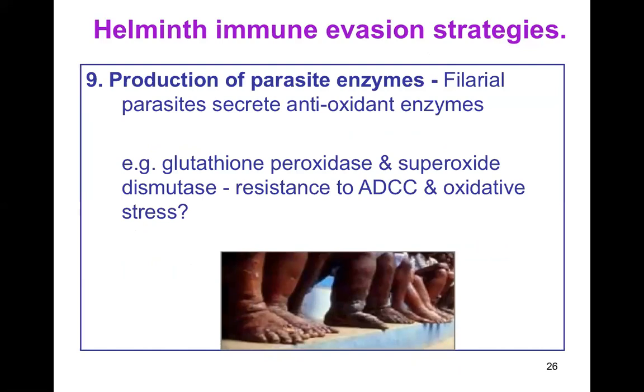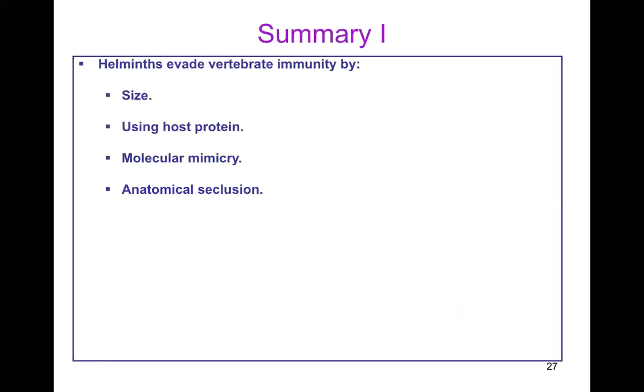And you know of this, the filarial parasites, which can secrete antioxidant enzymes. And this is quite difficult, therefore, to induce the antibody-dependent cell-mediated cytotoxicity and oxidative burst, which can clear out the parasite. So in this case, the parasite itself is producing parasite enzymes, and these enzymes act as antioxidants and block antibody-dependent cell-mediated cytotoxicity, as well as the oxidative burst, which would be induced.